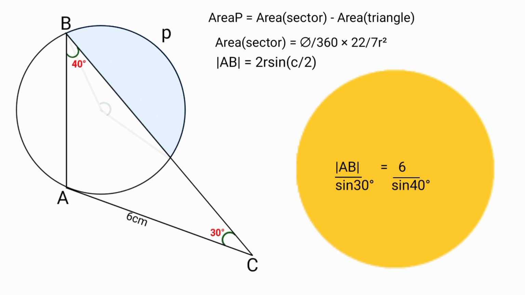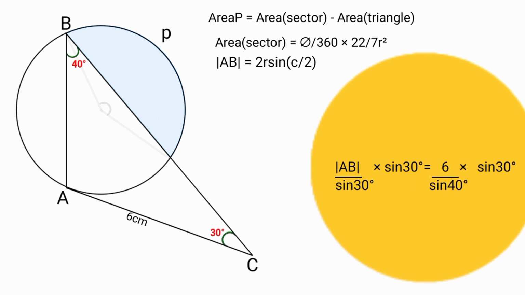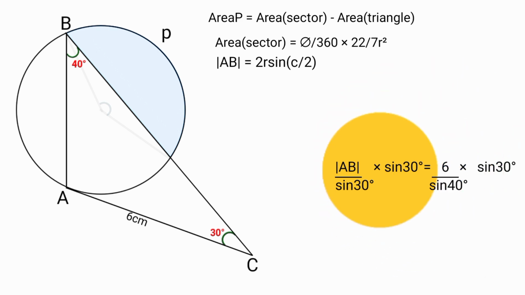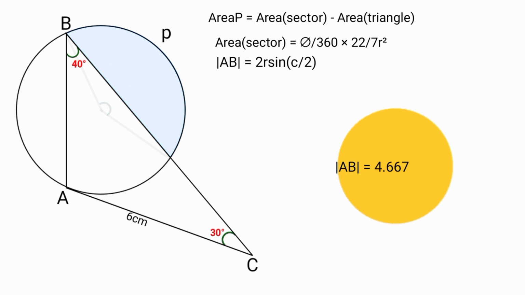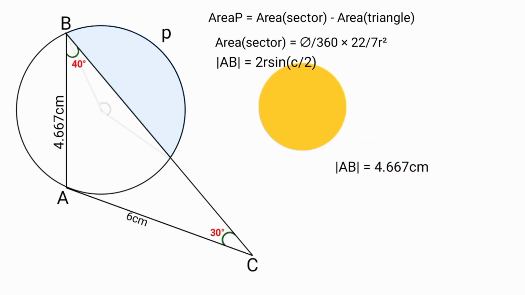So using the sine rule, line AB over sine 30 degrees equals 6 over sine 40 degrees. Making line AB the subject, we multiply both sides by sine 30. So here, line AB over sine 30 times sine 30 equals 6 over sine 40 degrees times sine 30. Here, sine 30 cancels sine 30, and 6 over sine 40 degrees times sine 30 is 4.667. So line AB equals 4.667 centimeters. Substituting it here now, 4.667 equals 2r sine c over 2.